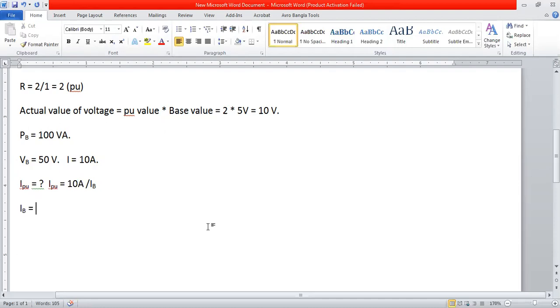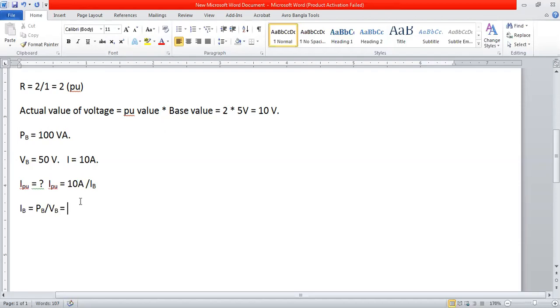what actually? Very simple equation. If P is equal to VI, then I should be P divided by V. It means power divided by voltage. Now if we want to calculate the current base, then this power should be the base value of power and this voltage should be the base value of voltage. So if we divide base power by base voltage, we will get the base current.